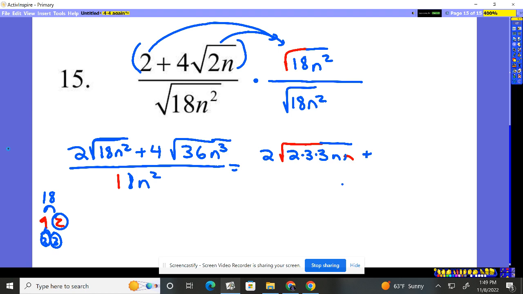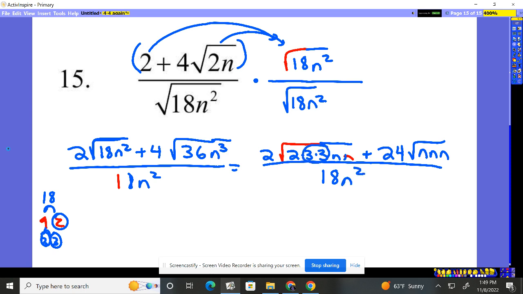Plus, now this one's interesting. 36. What is the square root of 36? You should say, oh, that's just a 6, because 6 times 6. Yeah, that's right. A 6 will come out. You could break it down. You'll get a 2, a 2, a 3, and a 3. And each 2 will come out. Each 3 will come out. Boom, you get 6 out. So we're just going to bring the 6 out. So 4 times 6 is 24. Left on the inside, we'll leave the n's. We'll fix that in a second. All of this over 18n squared.